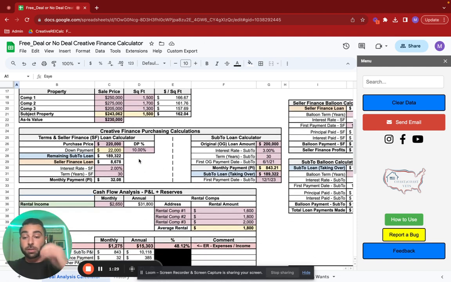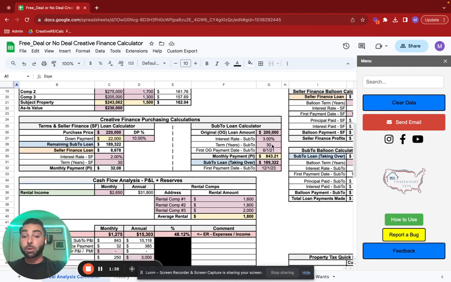The first thing you're going to want to do with a straight sub-2 deal is understand the loan terms. First and foremost, you want to understand what the seller purchased their property for initially. What is the loan that they originally took out? That's what you fill out here. What is the original loan amount? In this instance, it's $200,000. The interest rate that they got was 3%. It was a 30-year amortization term. Most commonly, it's 30 or 15 years, but usually it's 30 years. And all this information should be on the mortgage statement.